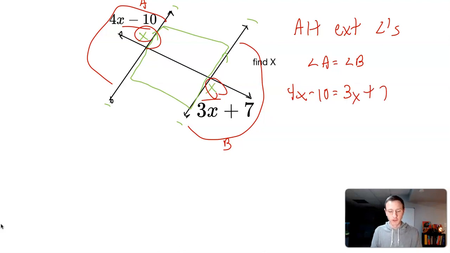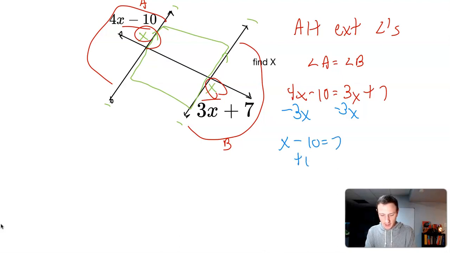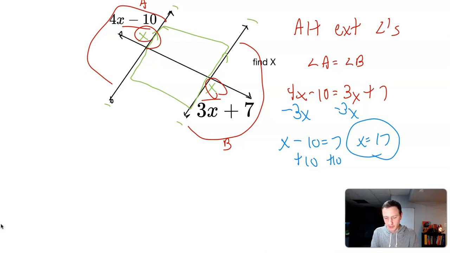Then from here, we're just solving equations. So we're going to subtract 3x from both sides. I'm going to get 1x minus 10 equals 7. And then I'm going to add 10 to both sides. X equals 17. And this question was just asking to find x. So you get x equals 17.